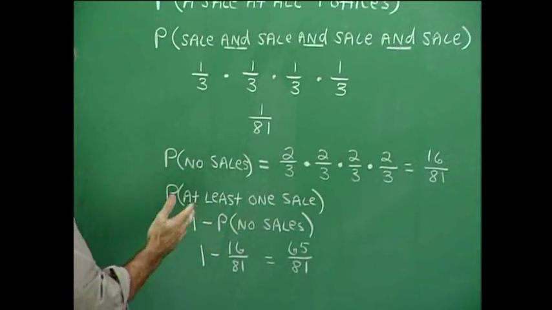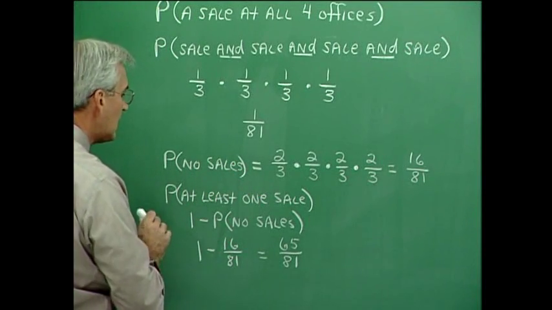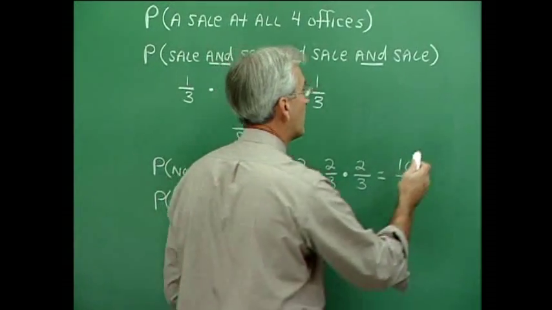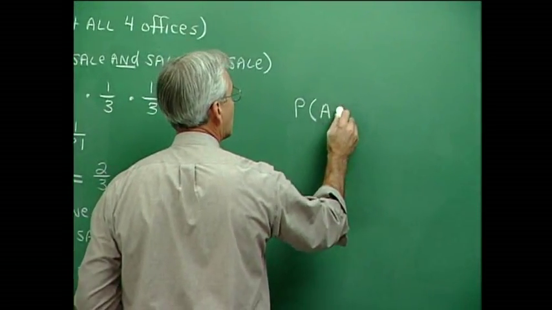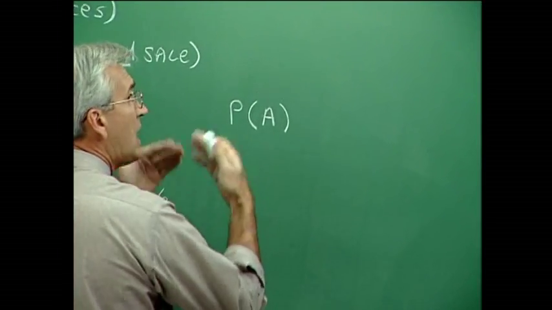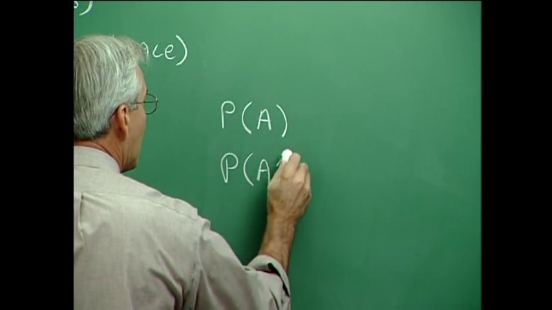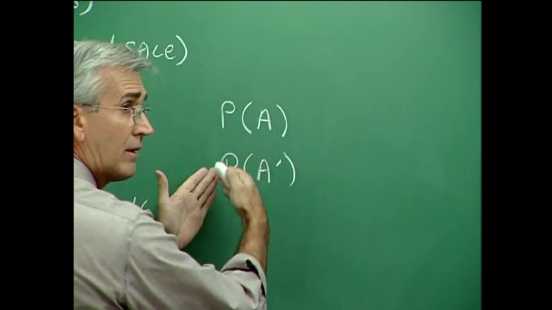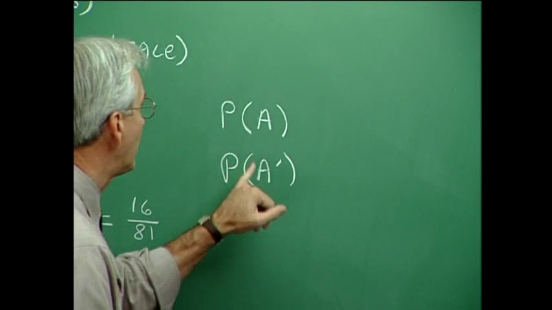Now, by the way, this complement idea, there is a notation associated with it. And I want to show you that notation because you might bump into a problem regarding this. If we're talking about the probability of some event A, then the probability of not A is the probability of A prime. That a lot of times is the notation for not A. Rather than writing the word not, we just put the little prime up here, and it means the complement of A.